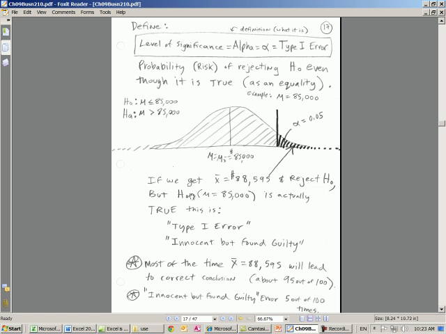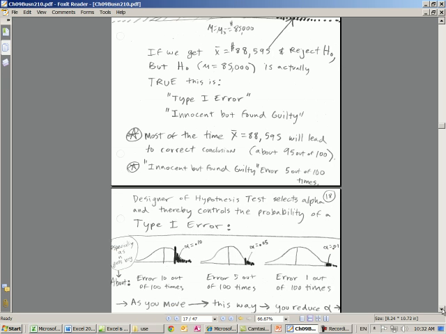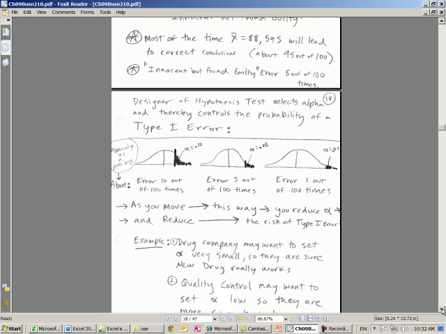You can think of it as innocent but found guilty, right? Here's the sample. We got it out here. We rejected the original statement. But if it was true, it was innocent, but we said it was guilty. So that's an analogy. Let's scroll down to the next page, 18.